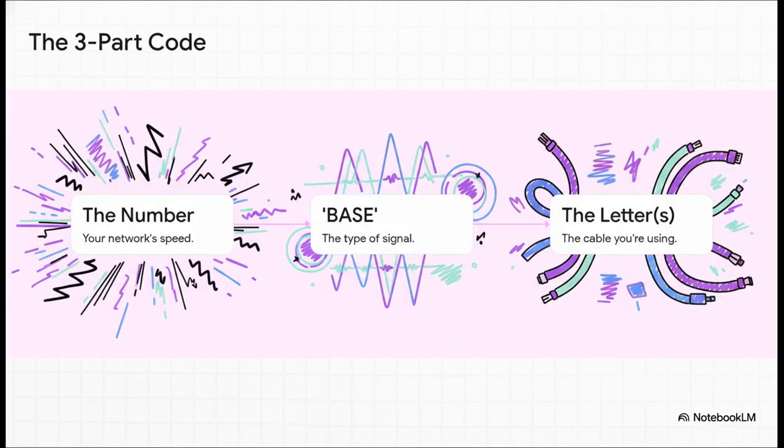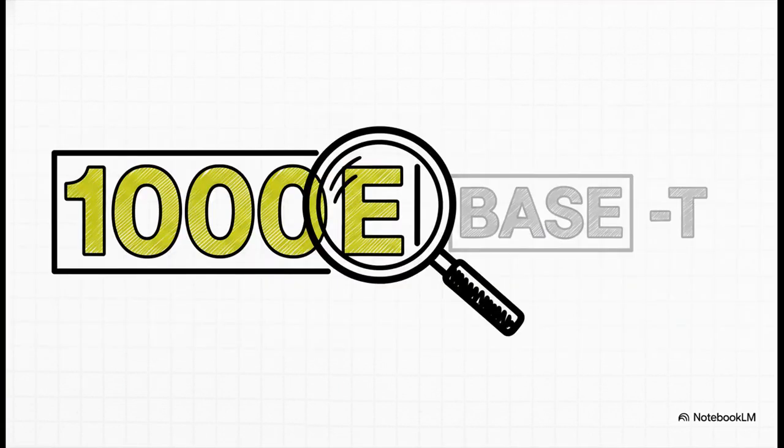As it turns out, pretty much every Ethernet standard follows the same simple three-part formula. It's just a number, the word base, and then a letter or two at the end. The number tells you the speed, base tells you about the signal, and the letter, that tells you what kind of cable you're using. That's it. So let's break each part down, one by one. All right, let's start with part one, the number at the very beginning. This is probably the easiest piece of the whole puzzle.